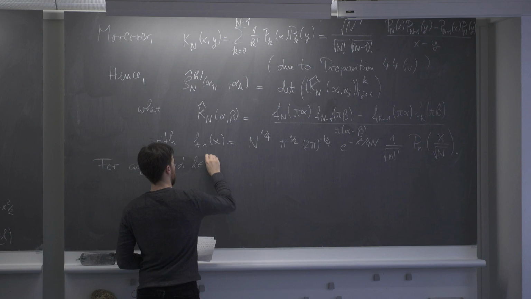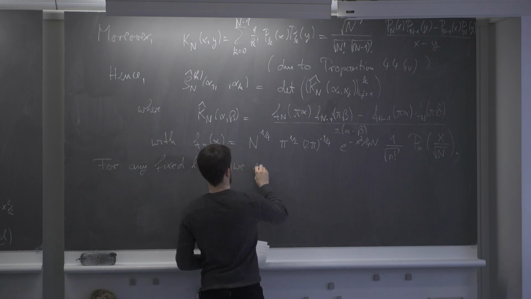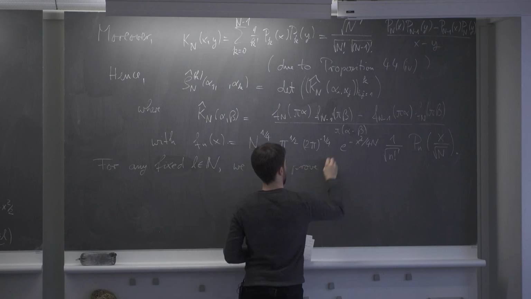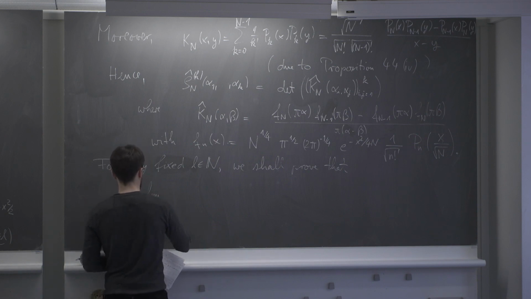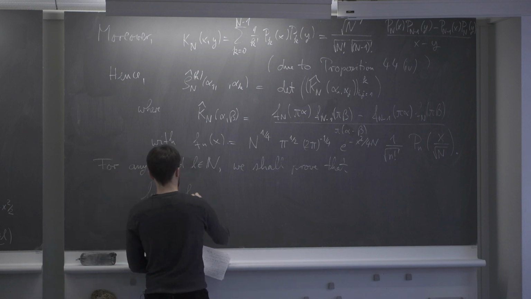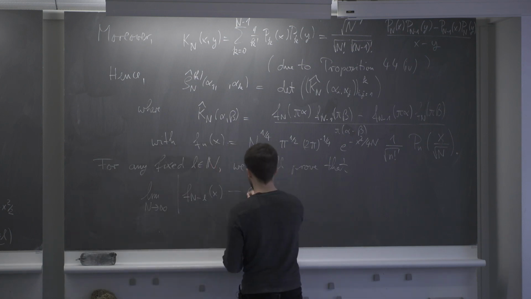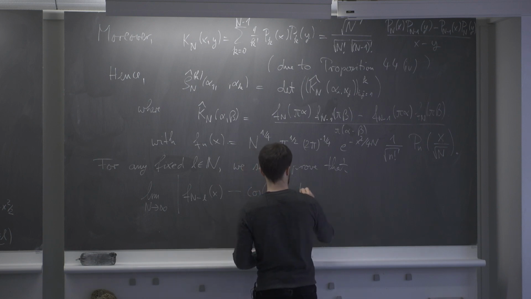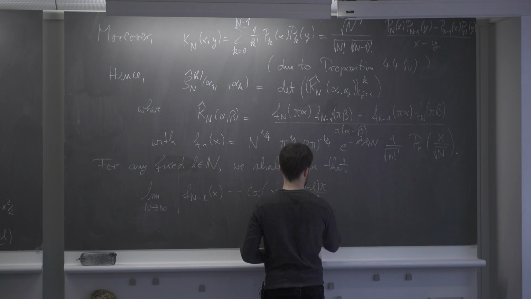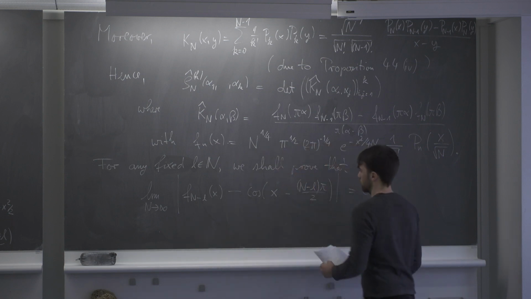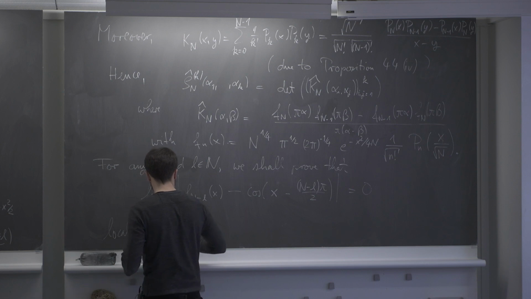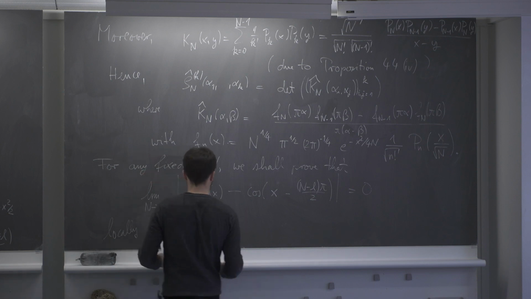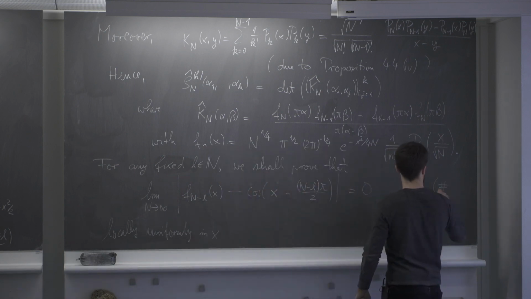We wanted to have the following limit statement. So we shall prove that the following convergence holds, namely the limit when n goes to infinity of f_n minus L of x minus cosine of x minus n minus L p over 2 goes to 0 locally uniformly in x. Okay, so I want to call this sharp.